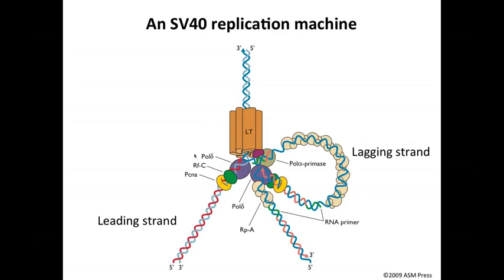So this is an amazing replication machine. All of this deduced by studying SV40 in vitro, and it turns out that this is how we replicate our genome. So another great example of how the study of viruses has really shed light on cellular mechanisms.